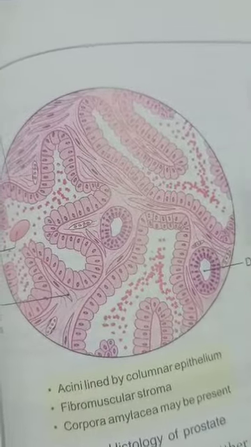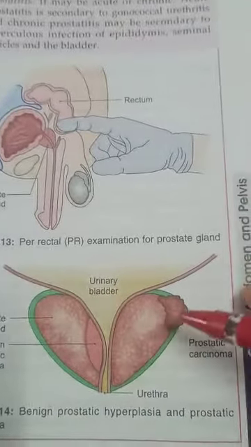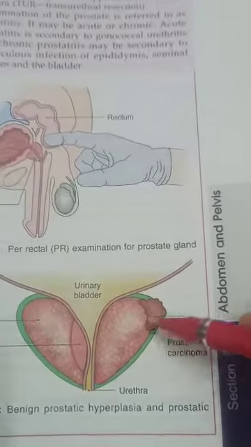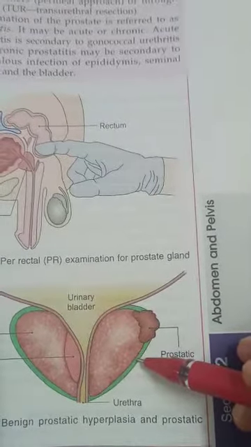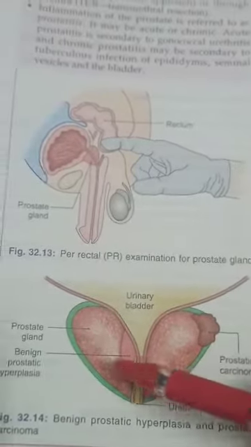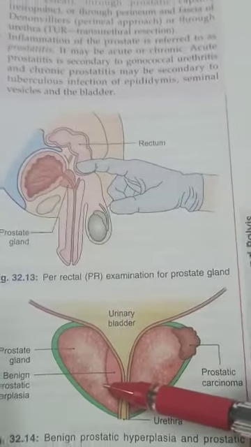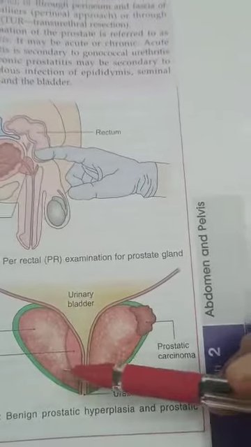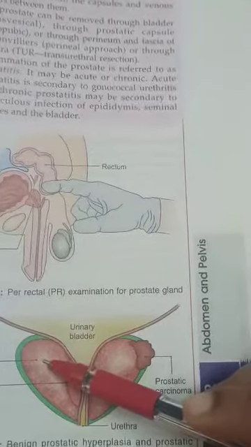Then coming to the applied anatomy. Here we can see the urinary bladder. This is the posterior part and the anterior part. The posterior part is the main site of occurrence of carcinoma. So here we can see prostatic carcinoma. And anteriorly, usually benign hyperplasia can be seen, a benign growth. And the inflammation of the prostate is known as prostatitis.